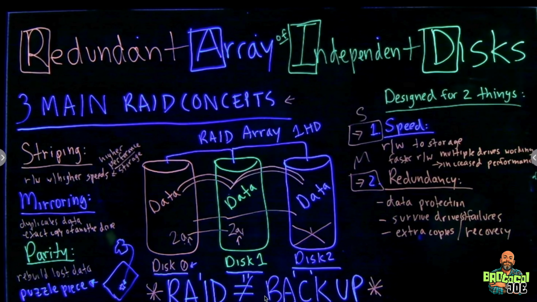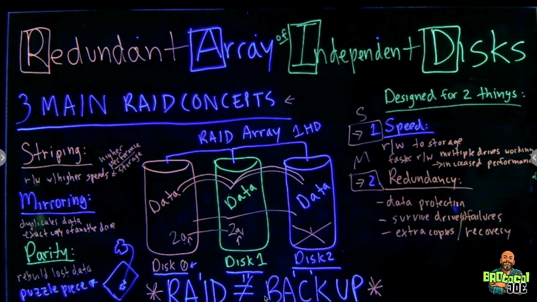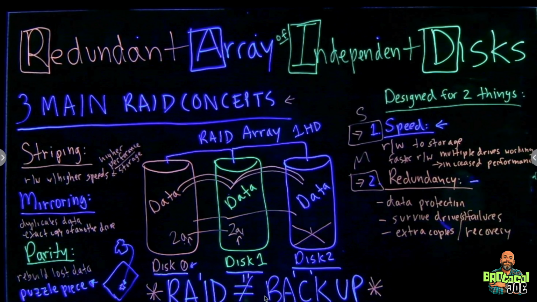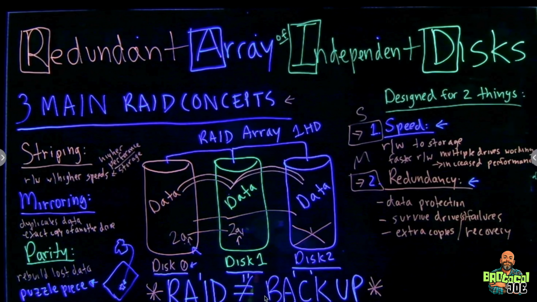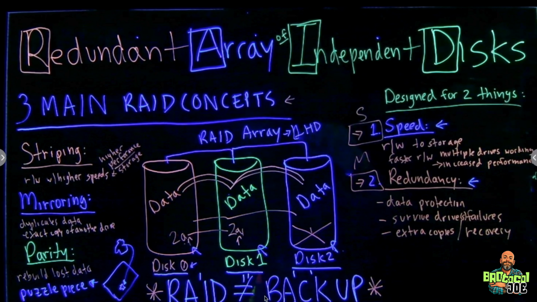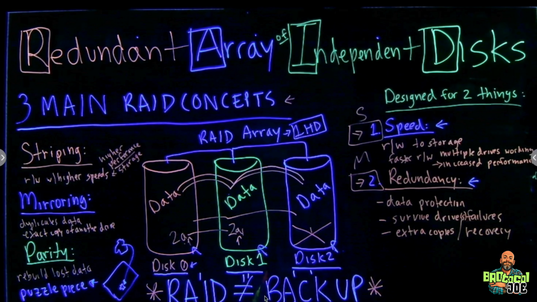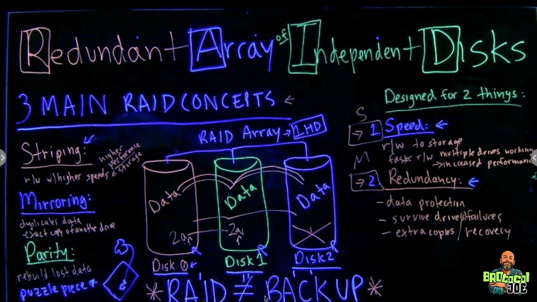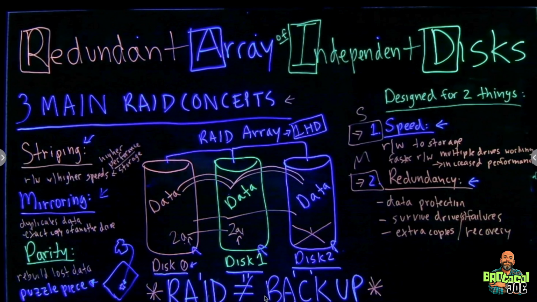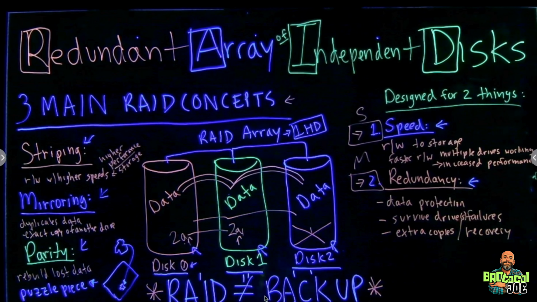So, in summary, this is a surface-level RAID 101 introduction. Remember, RAID is built for speed and it is built for redundancy. It takes multiple drives like disk 0, disk 1, and disk 2, and the operating system thinks it is one hard drive. The three core concepts are striping, which increases speed, mirroring, which increases redundancy, and parity, the good old puzzle piece.